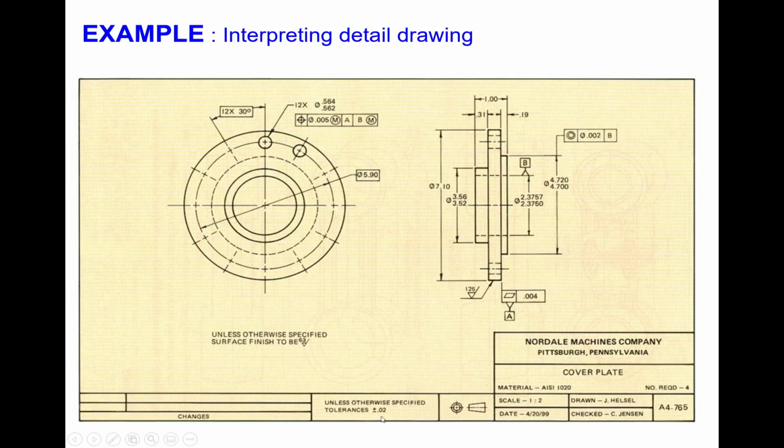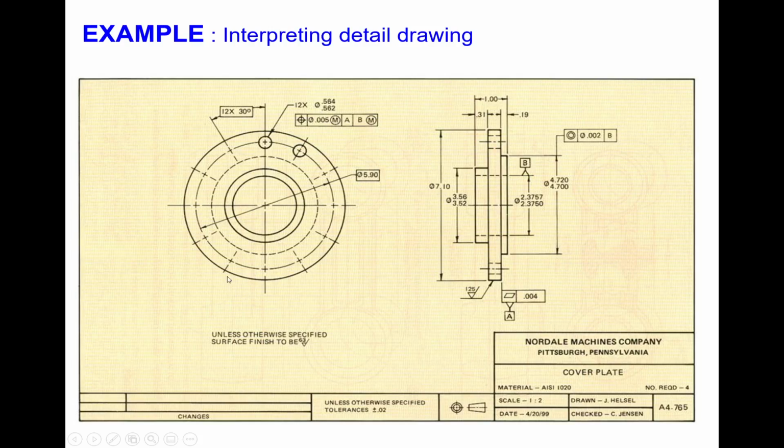Tolerance plus minus 0.02. Okay, tolerance means if we decide, for example, this one, 7.10, usually in mm, 7.10 mm. The tolerance of the part, the dimension of the part could be between 7.08 and 7.12. Okay, it's plus minus, so from 7.08 to 7.12. That is how the plus minus tolerance works.